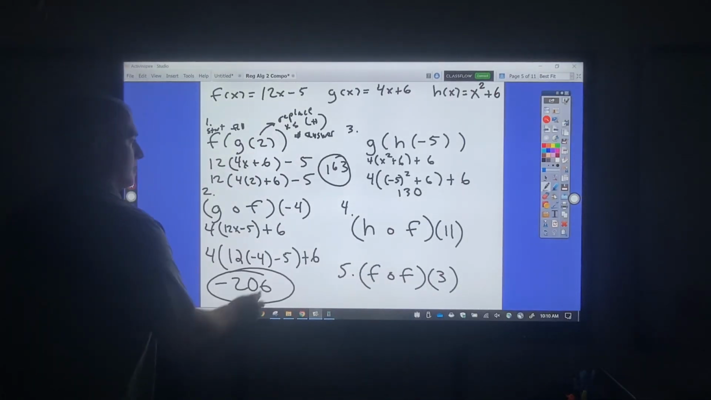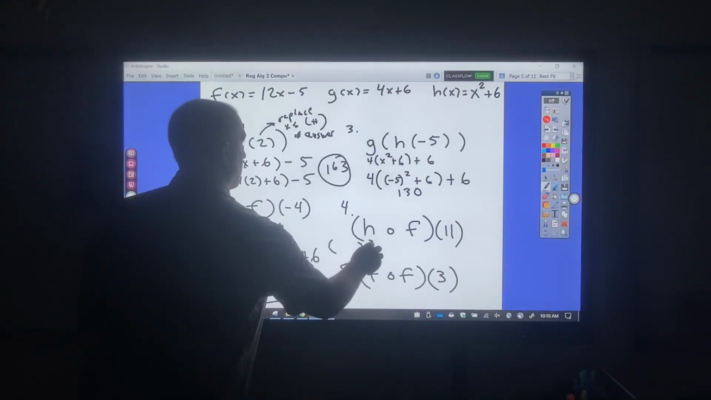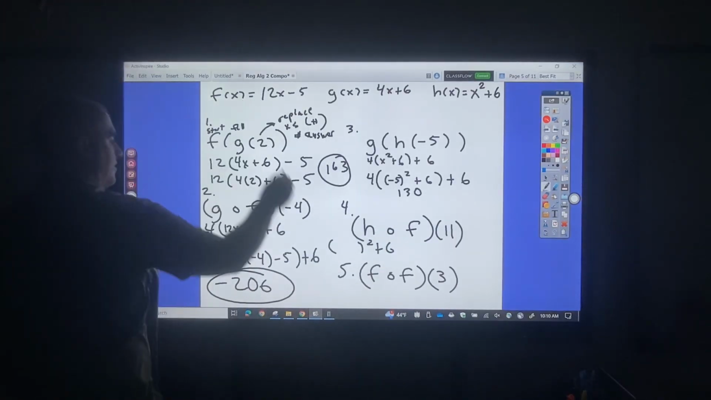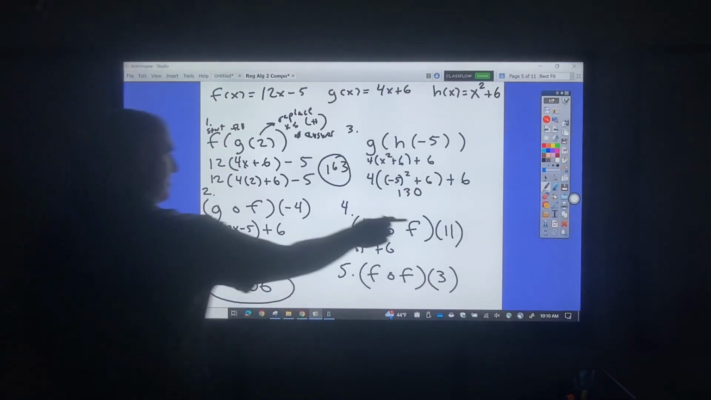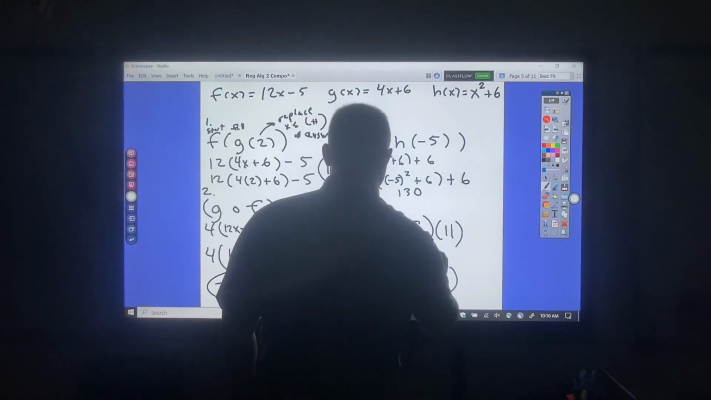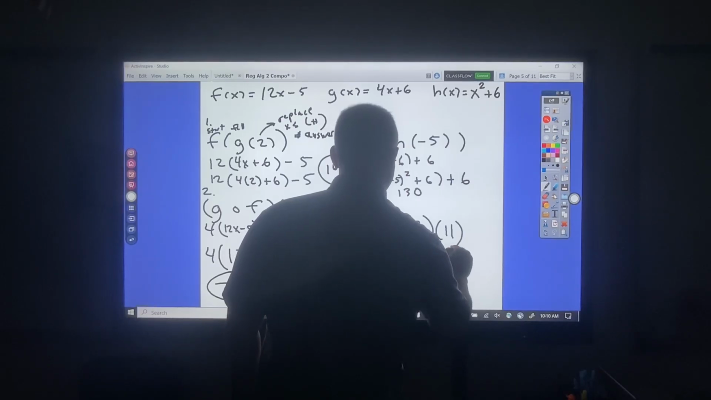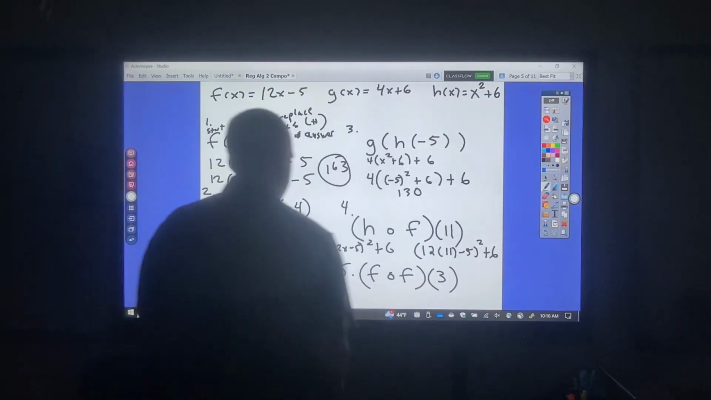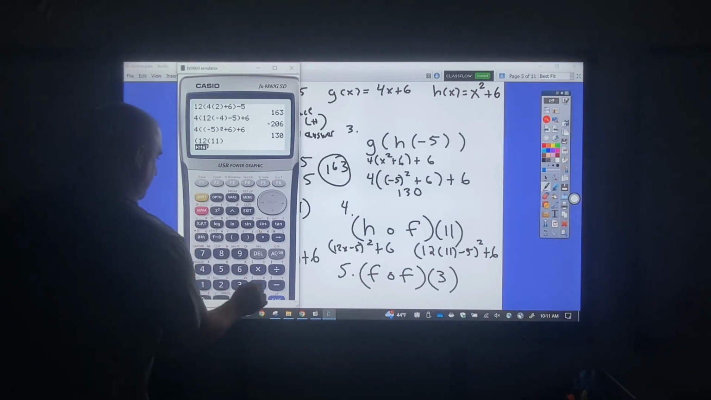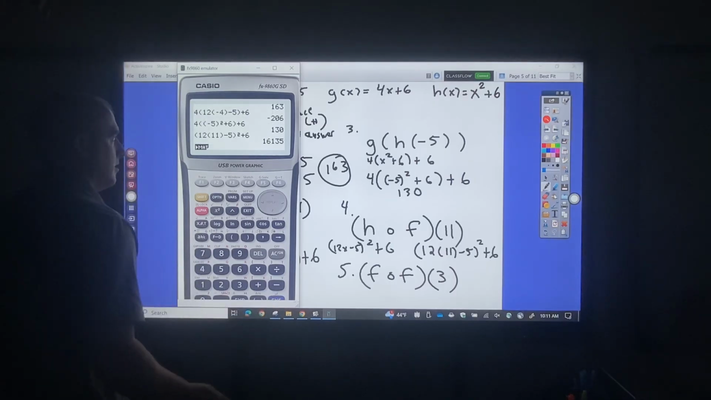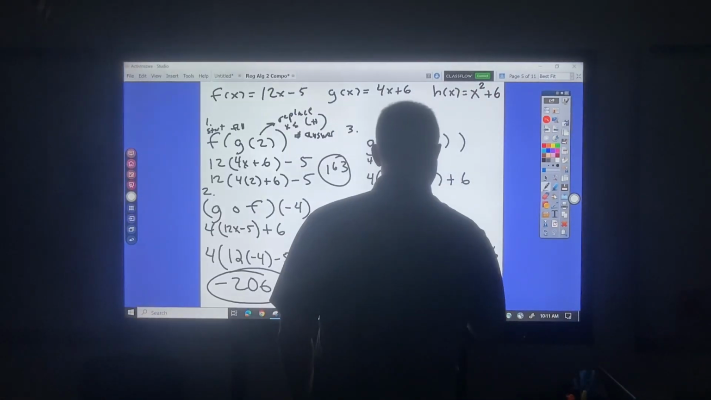Okay, h of f. Okay, now they want an 11. So what I would do is 12 parentheses 11 minus 5 squared plus 6. Okay, so parentheses 12 parentheses 11 minus 5 parentheses squared plus 6. 16,135.